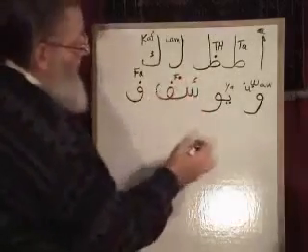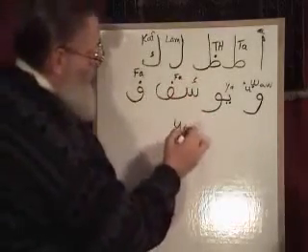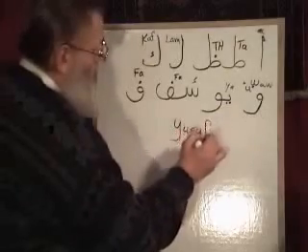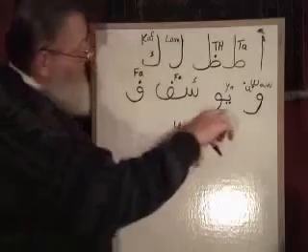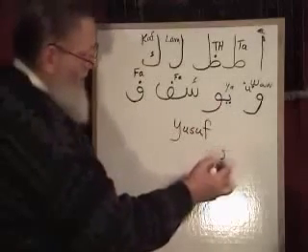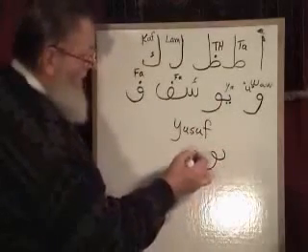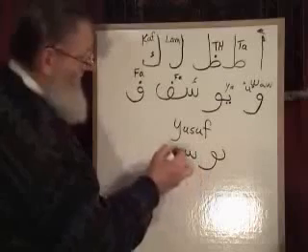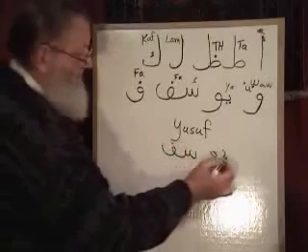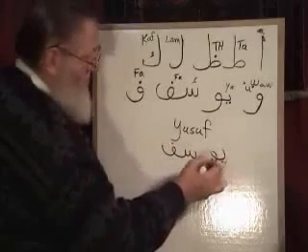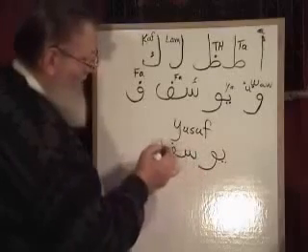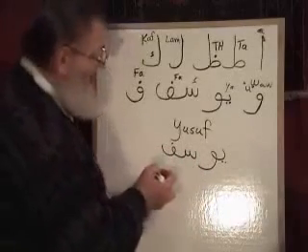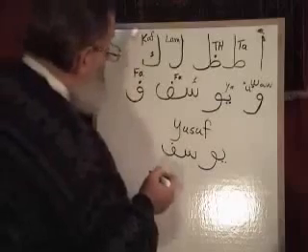And this is fa. This comes up to be Yusuf. And that's my name. That's how you write Yusuf in Arabic. Ya, wow, sin, and fa. Yusuf. Pretty cool, huh?